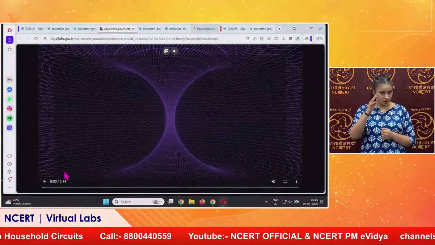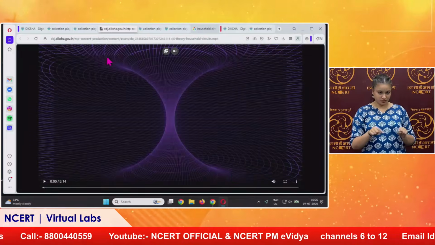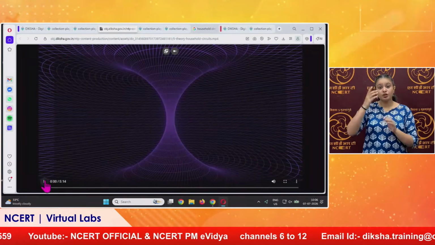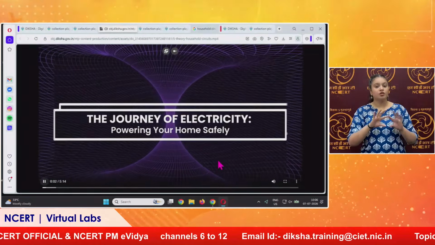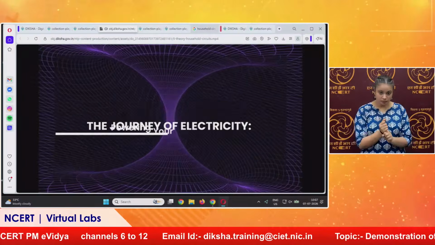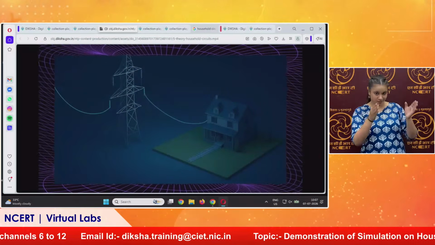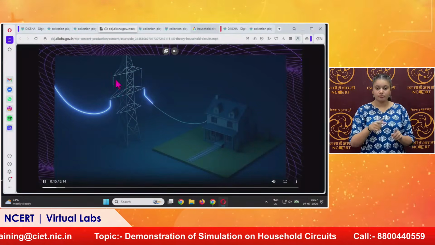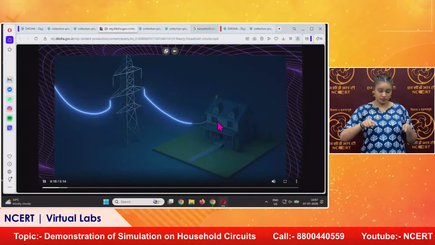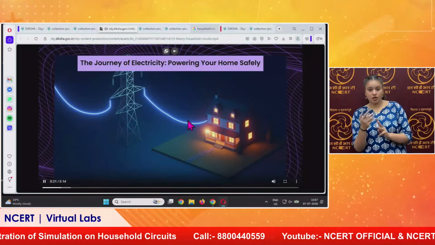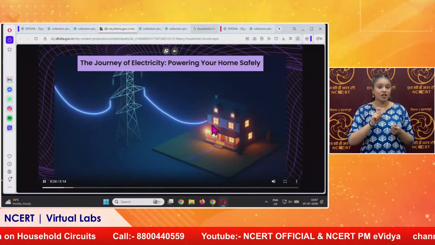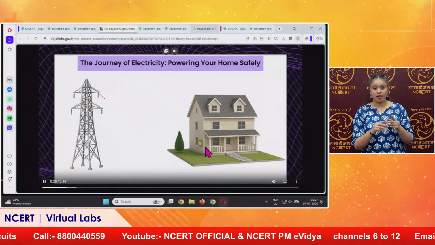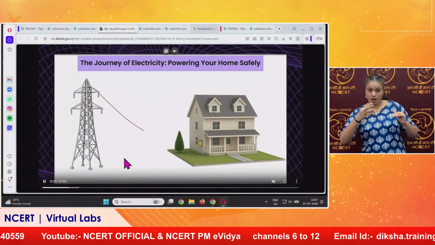Sure. Before going further, I just wanted to show you the theory part, which is available in the same lab, and here the theory is in the form of a video. The student will understand the entire process of how electricity is generated, and how from the main pole, the current passes to our households in the form of 3 wires. First the current passes through the live wire, which is called the phase, and then it goes out from our houses through the neutral wire.